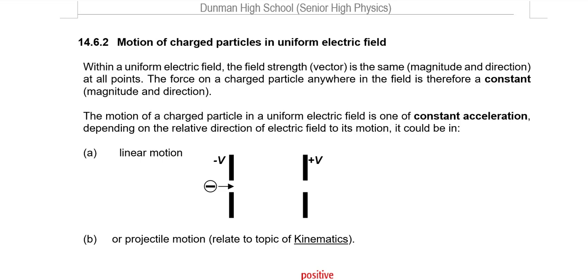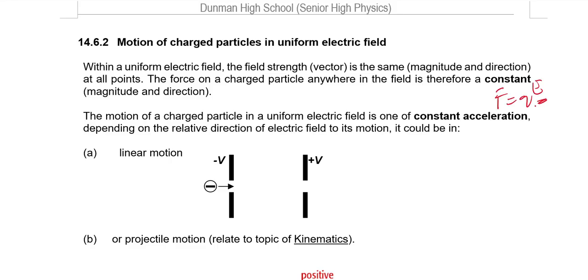Okay, welcome back to the last part of the lecture. We move on to motion of charged particles in a uniform electric field. Remember, in a uniform electric field, the field strength is the same at all points, right? So the force on a charged particle is therefore a constant. Why? Because F = QE.